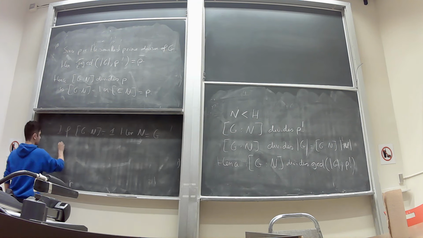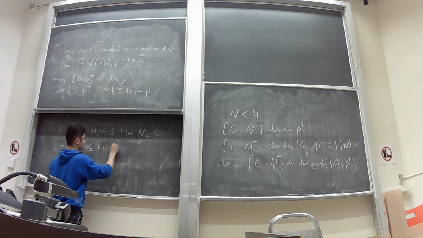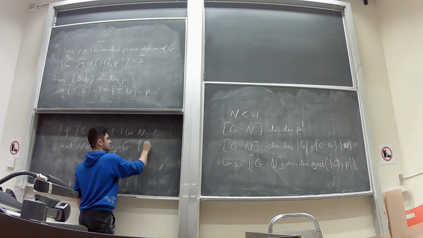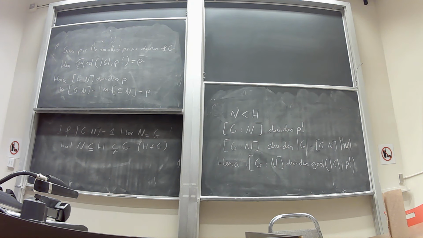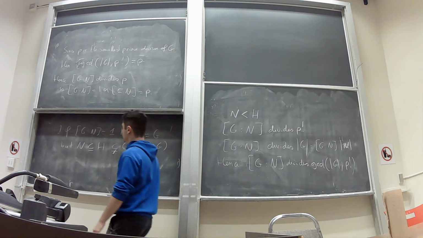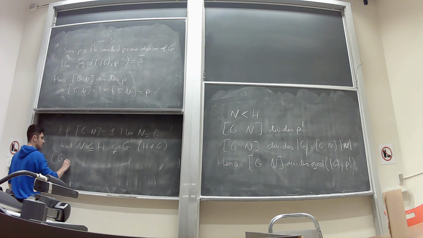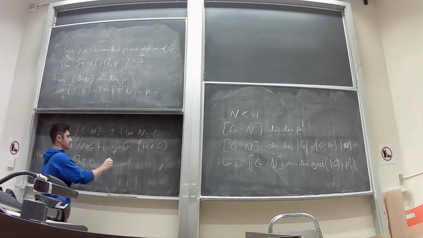But we know that N is a subset of H, which is a proper subset of G. H is different than G. Okay, so far so good. If H is different than G, and N is a subset of H, then N can't be equal to G. Well, this leaves us with the fact that the index of N in G is P. Hence, contradiction here. You got a right contradiction.